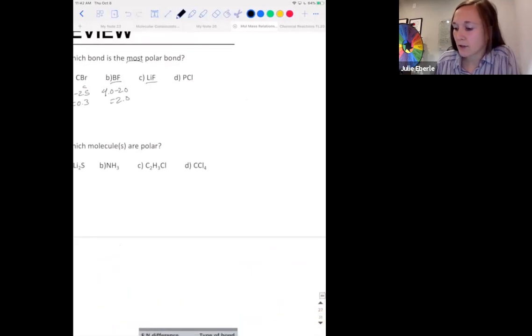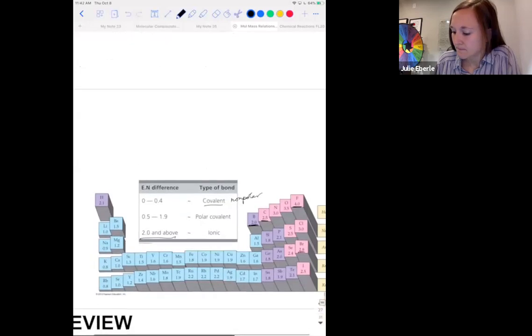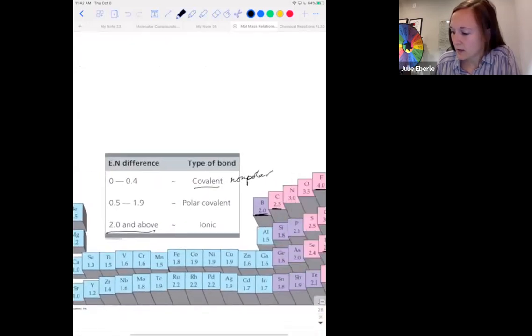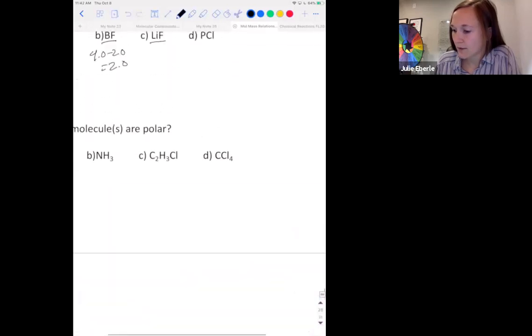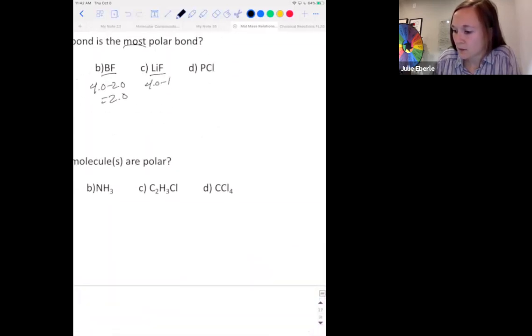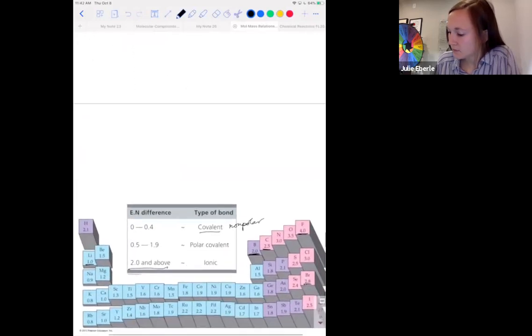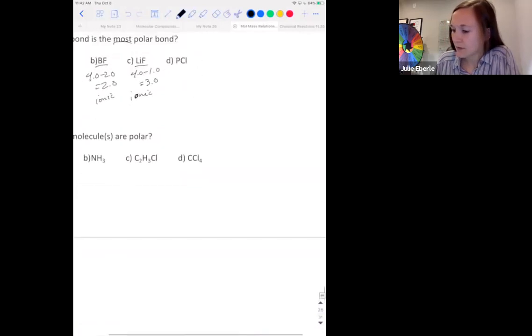Okay, lithium and fluorine. Lithium is 1, fluorine is 4, so 4 minus 1 is a difference of 3. That's definitely ionic. It's very ionic. Okay, so what about phosphorus and chlorine? Phosphorus is 2.1, chlorine is 3.0. So we'll do 3.0 minus 2.1. The difference is 0.9. This one is polar, okay?